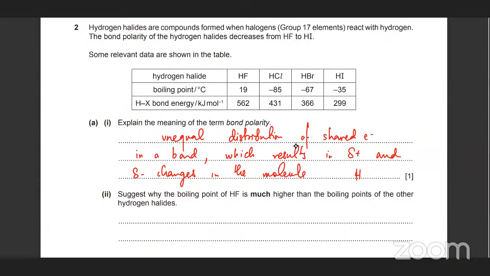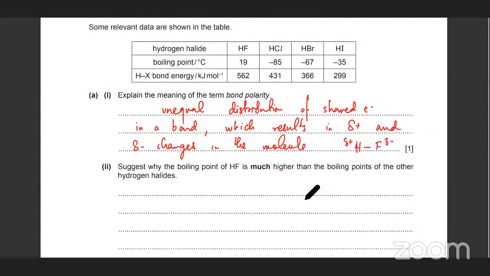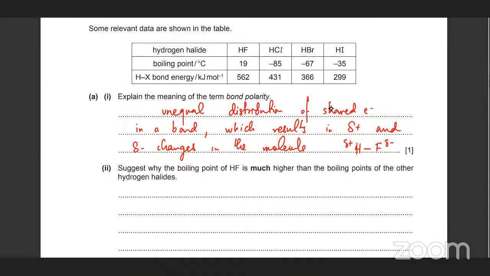Okay, so for example, you have HF. F is partial negative, H is partial positive. Suggest why the boiling point of HF is much higher. So what's wrong with HF? Why does HF have a higher boiling point than all the others?